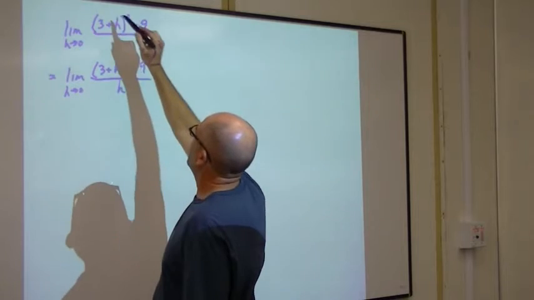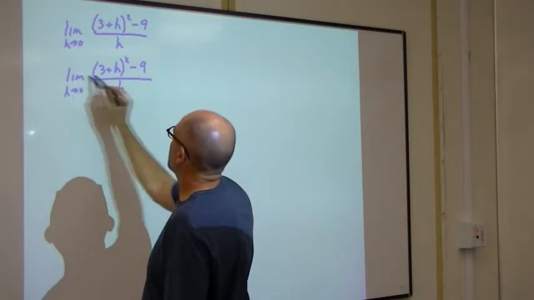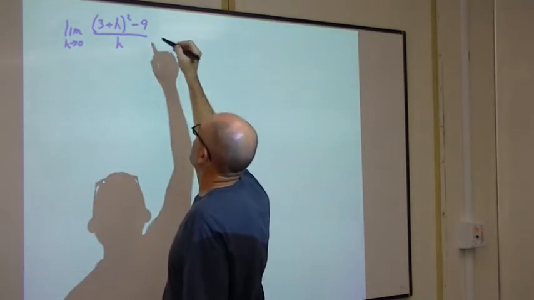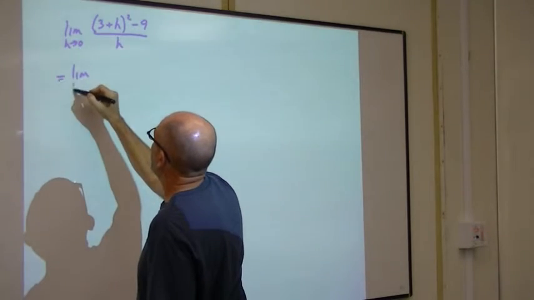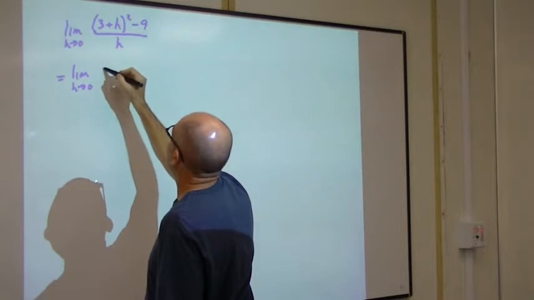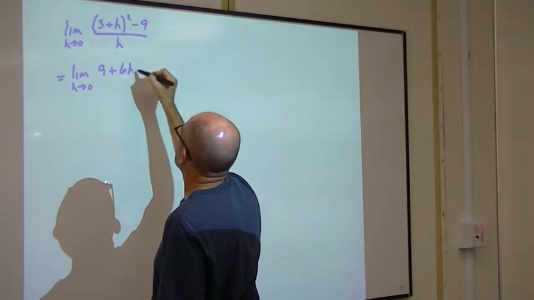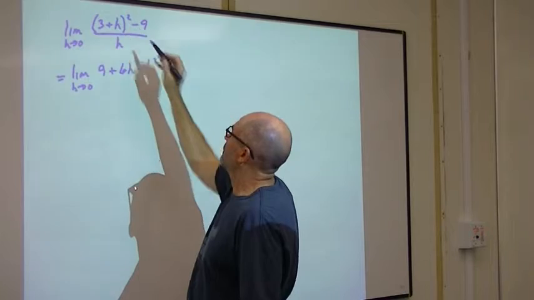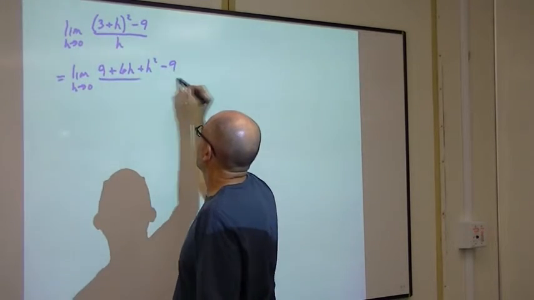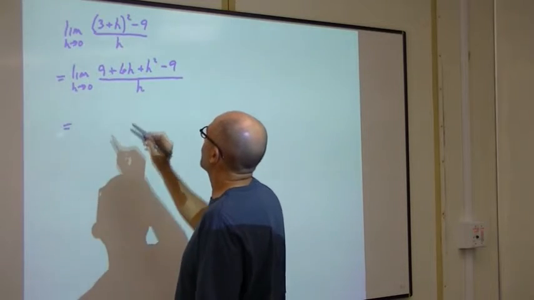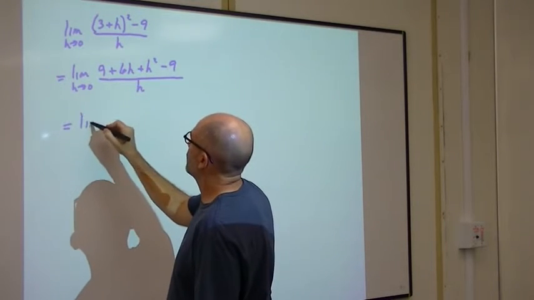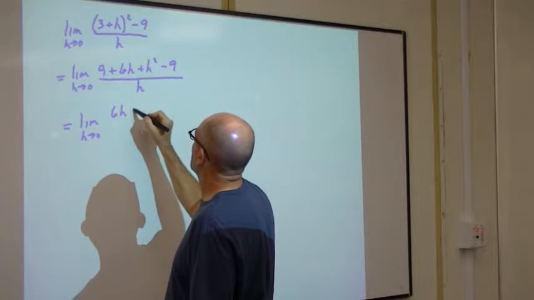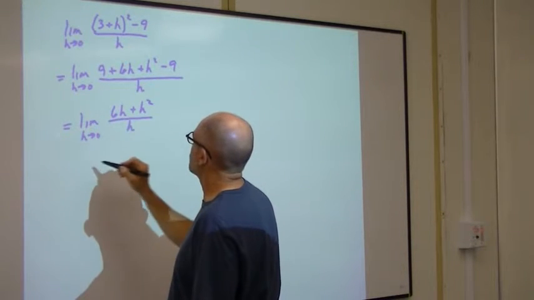Actually, what we want to do is just distribute that, because it's all set up to eliminate the 9. Yeah, watch what happens. This is the limit as h approaches 0 of 9 plus 6h plus h squared. Notice a squared plus 2ab plus b squared. Okay, so now look what happens. 9 minus 9 is 0, so we have the limit as h approaches 0 of 6h plus h squared all over h.